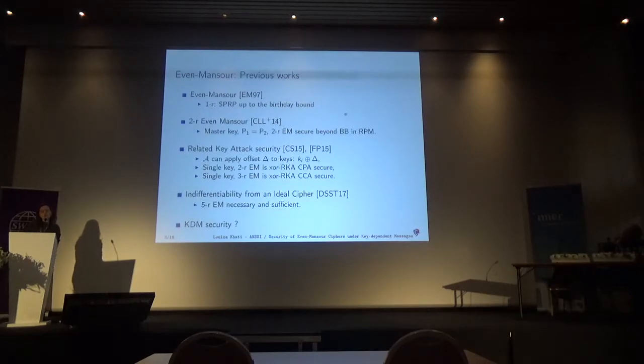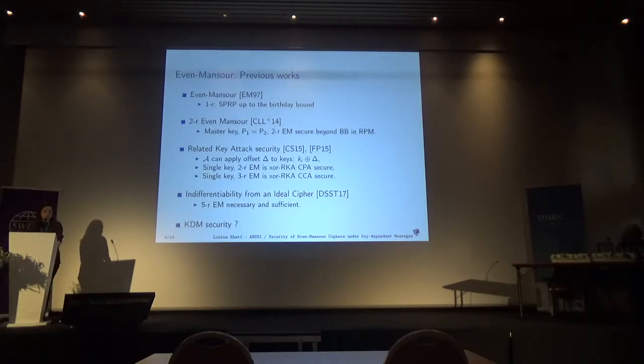So a lot of work has been done on Even-Mansour. The seminal paper by Even and Mansour showed that this one-round scheme is a strong pseudo-random permutation up to the birthday bound. Later, Chen et al. showed that the two-round Even-Mansour is secure beyond the birthday bound in the random permutation model, in the configuration where P1 is equal to P2 and the intermediate keys are derived from a master key.